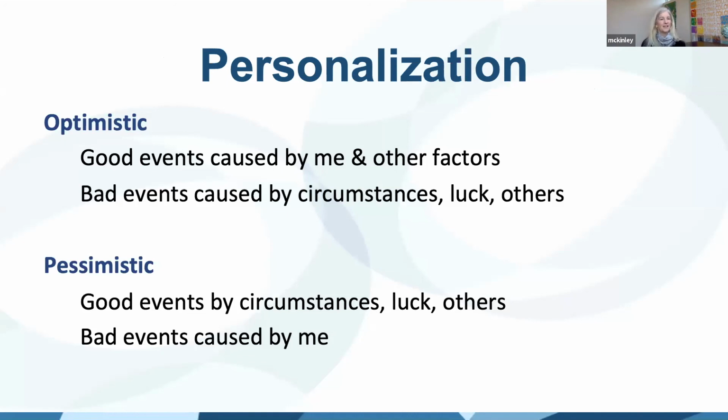And on some aspects, on the explanatory space and time, I'm good, but on personalization, I'm really bad, actually. I'm very pessimistic. So that's something for me to work on. I believe bad events are caused by me because I'm not enough and I should do better. Instead of thinking that, oh, bad events are more caused by circumstance or luck or others.